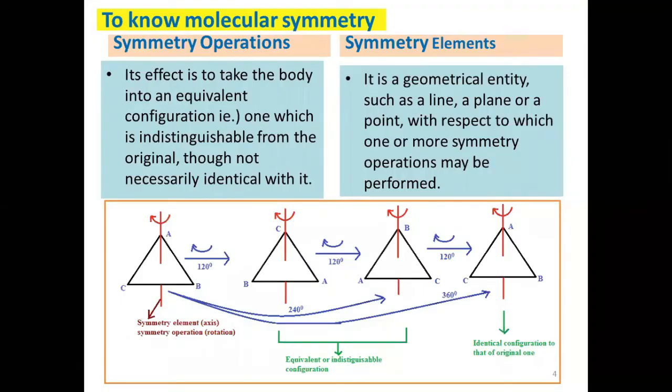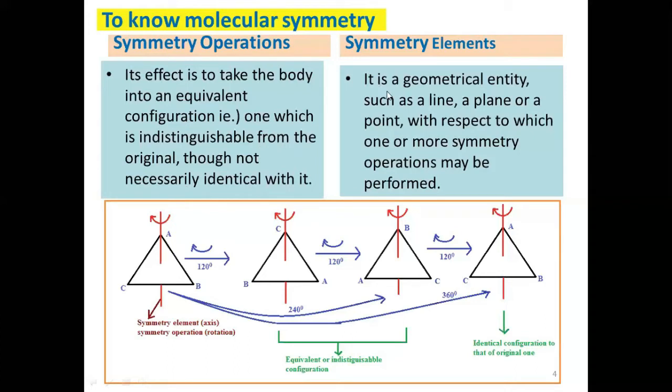Then, to know the molecular symmetry, we should know about the symmetry elements a molecule possesses, and using those symmetry elements we perform the symmetry operations in order to reveal the symmetry property in any molecule. A symmetry operation is an action whose effect is to take the body into an equivalent configuration, one which is indistinguishable from the original, though not necessarily identical with it.